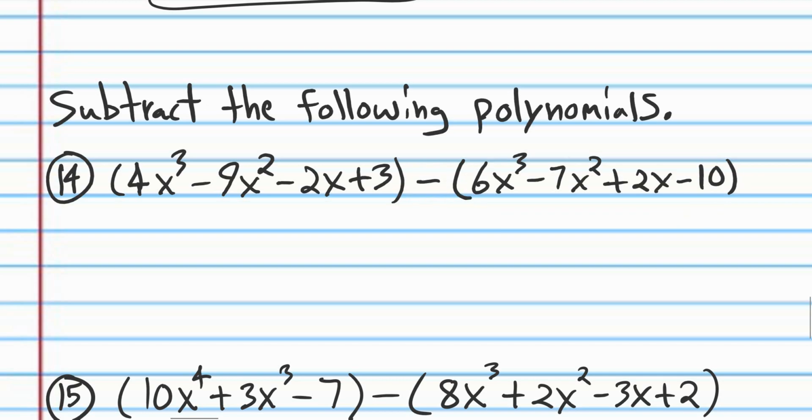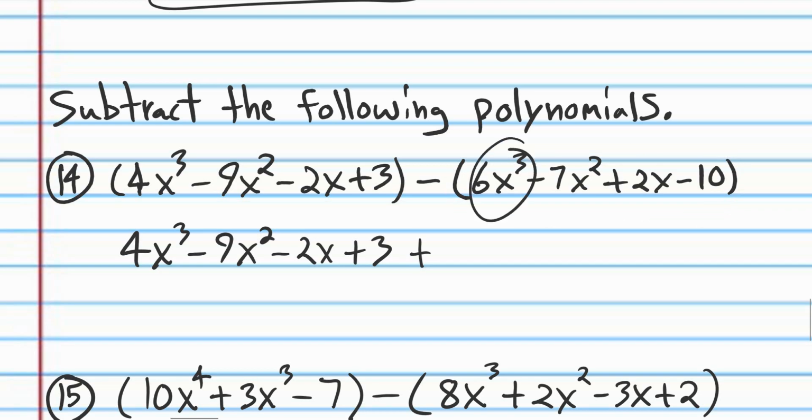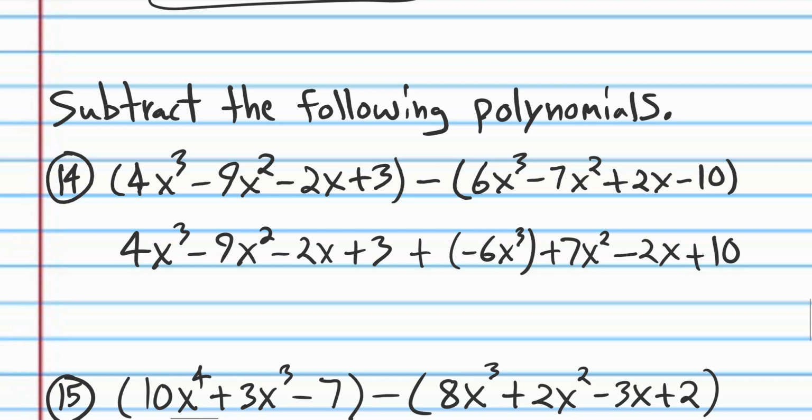So let me explain. Let's get rid of the parentheses on this polynomial. We'll start by doing that. We are going to need an intermediate step here in this problem. So now we're going to change this sign to a plus sign and get rid of the parentheses. But now all of these terms are going to switch signs. So this is a positive 6x cubed, so it's going to become a negative 6x cubed. This is a negative 7x squared, so it's going to become a positive 7x squared. And this is a positive 2x, so it's going to become a negative 2x. And this is a negative 10x, so it's going to become a positive 10, or excuse me, not 10x, it's just 10. So there we go.